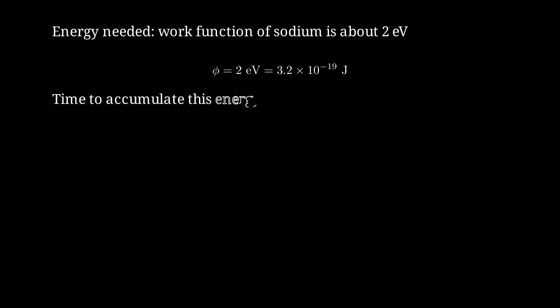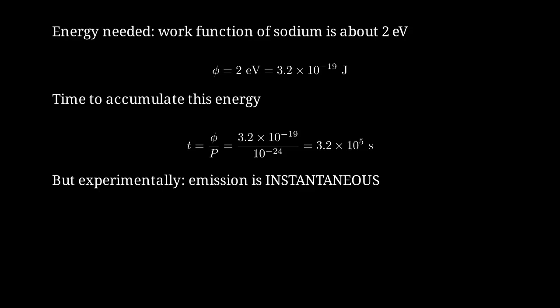Time equals energy over power. Time equals 3.2 times 10 to the 5th seconds. That's about 3.7 days. But experimentally, when we turn on light above threshold, electrons are emitted instantly. No delay, not even microseconds. This demolishes hypothesis 1.